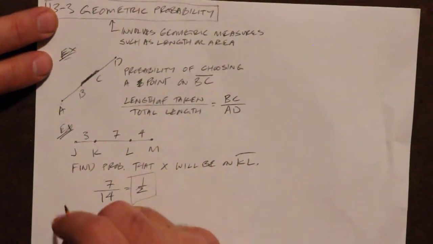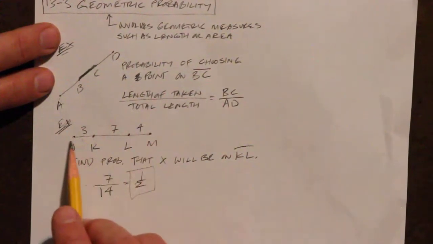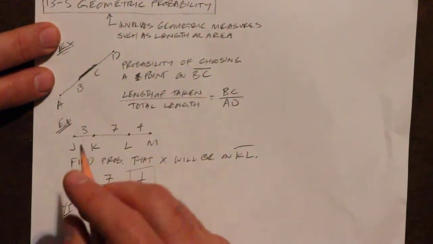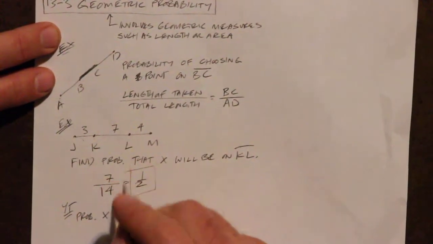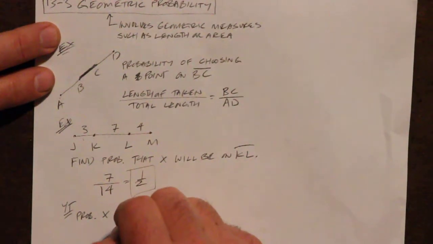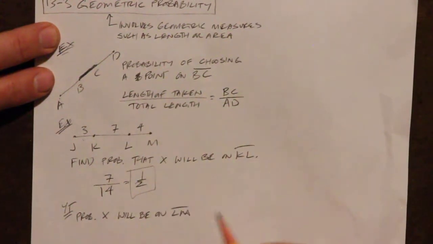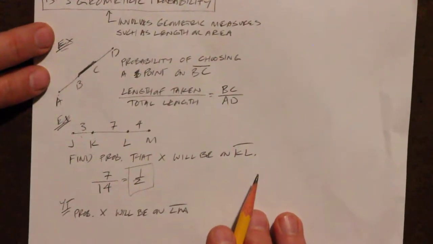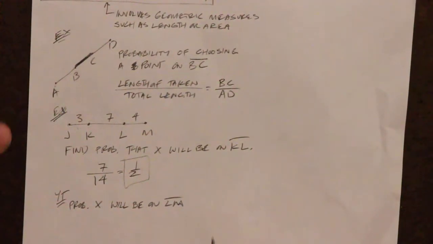Alright, so this would be a U-try. We're going to use this same line segment here, and we're going to find the probability that X will be on LM. So we've got LM. Go ahead and pause and do this U-try, and we'll come back.